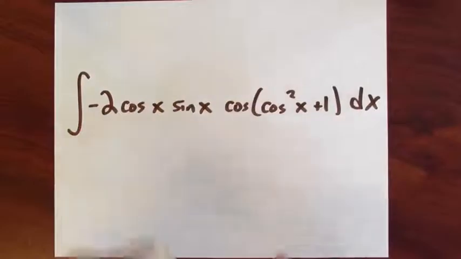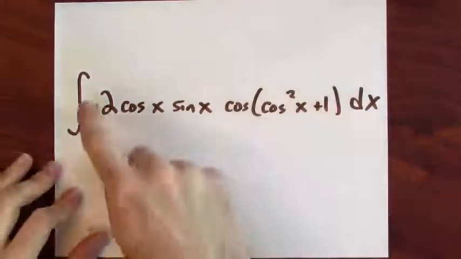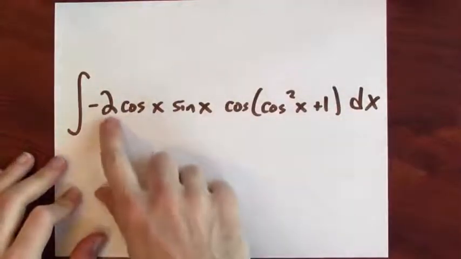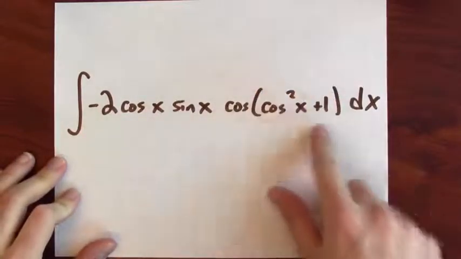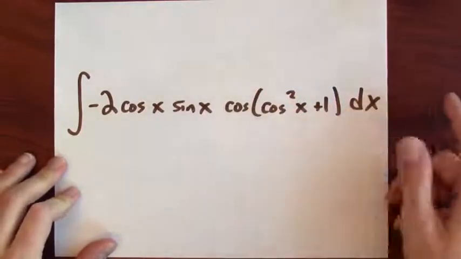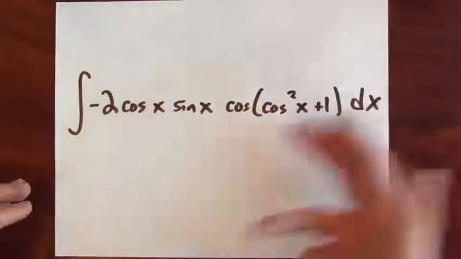Sometimes you might want to do u-substitution more than once. Imagine that you've got something just really terrible looking, like trying to find an antiderivative of this: negative 2 cosine x sine x cosine squared x plus 1 dx. Can we find an antiderivative of this? We can. You might be thinking, if I could just get rid of that cosine squared term.